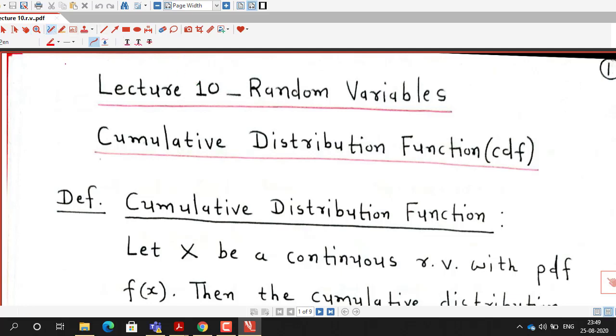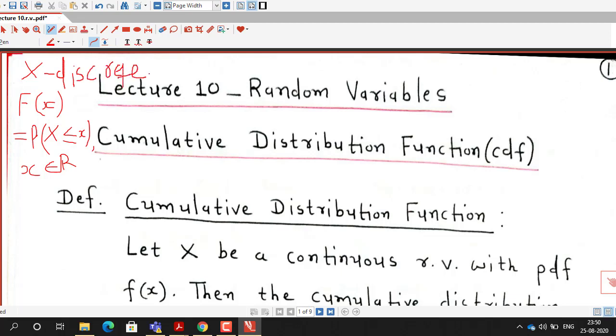So before going to continuous random variables, let us recall that if capital X is a discrete random variable, then the cumulative distribution function capital F of x is given by the probability that capital X is less than or equal to small x, and this is defined for each real number x. So this we have defined for a discrete random variable.